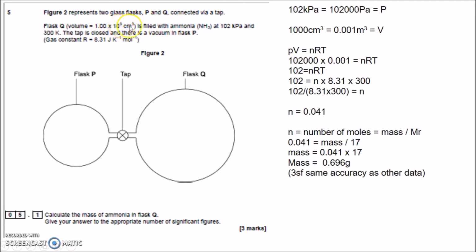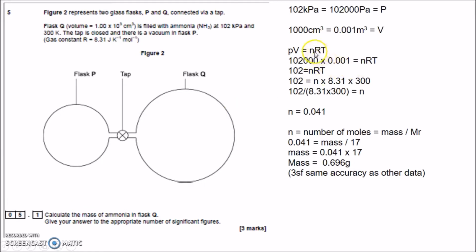So it's 1 times 10 to the power of 3, which is 1,000 centimetre cubed, divided by 1,000 to get into decimetre cubed, and then divided by 1,000 again to get decimetre cubed into meters cubed. So it's 0.001 meters cubed. That's my volume now. N, I don't know. I think that's what I've got to find out. Find out the mass of ammonia.